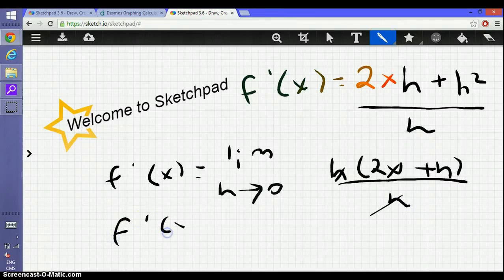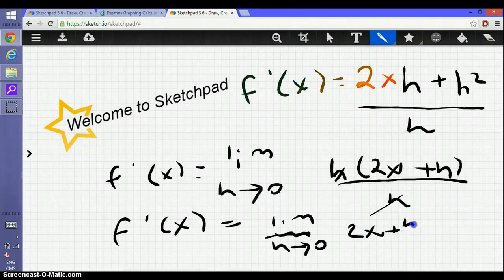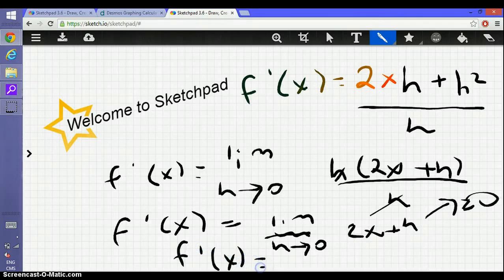So then you have f prime of x is equal to the limit as h approaches 0 of 2x plus h. Now, since we know that h is eventually going to equal 0, the value of h will be decreasing and decreasing. So we're not going to write this, but we can assume that h is equal to 0. So if h is equal to 0, then we have f prime of x is equal to 2x.